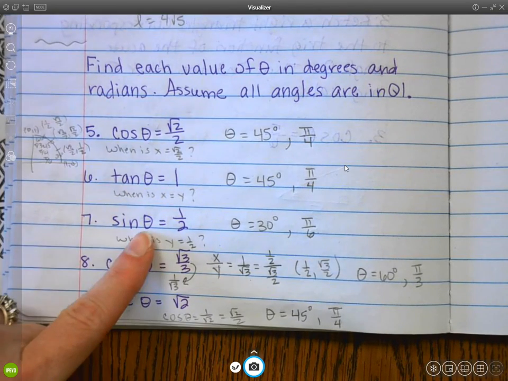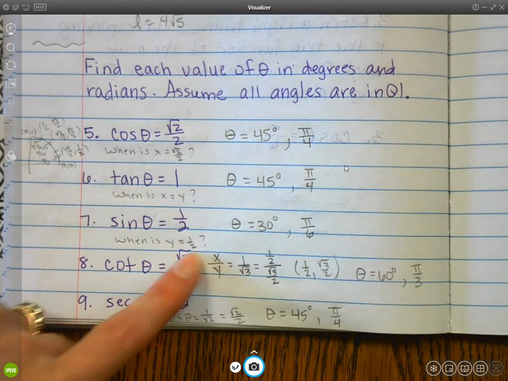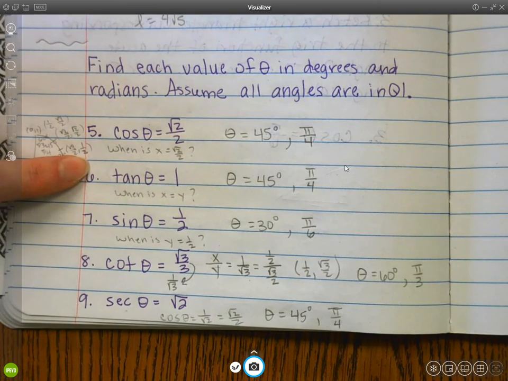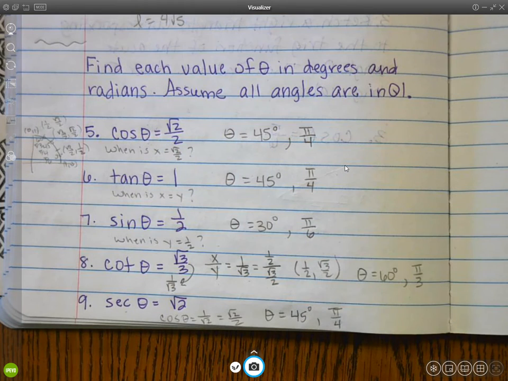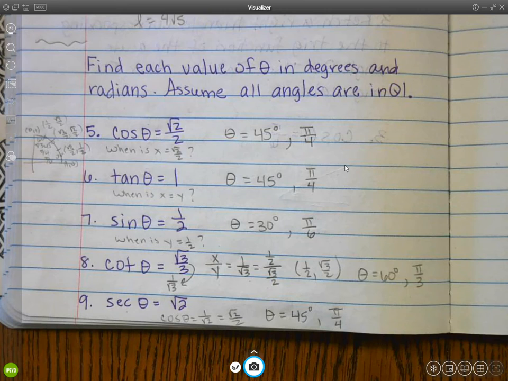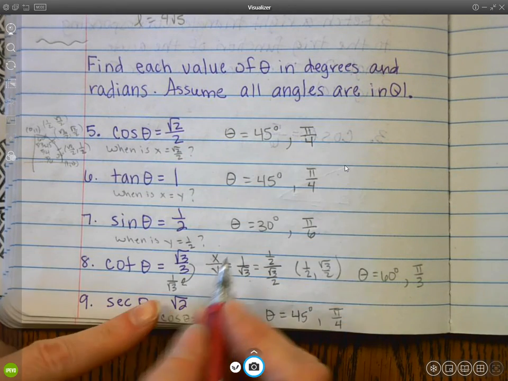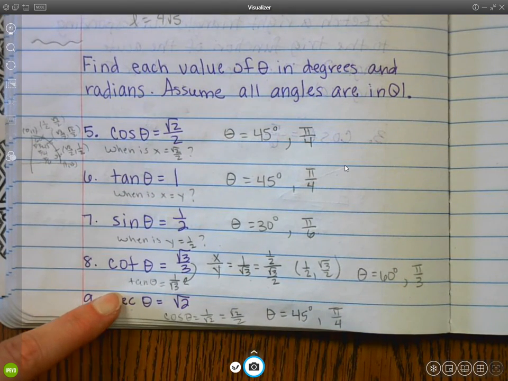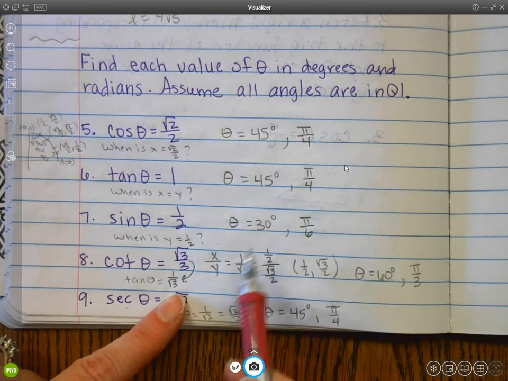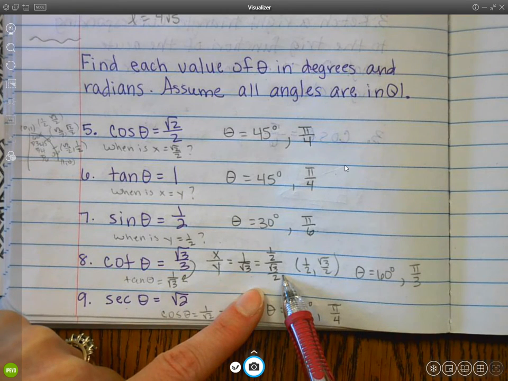Alright, so sine of theta is 1/2. That's saying when is the y coordinate 1/2. So in quadrant 1, the y coordinate is 1/2 at 30 degrees or pi over 6. Alright, so cotangent. These you have to think a little bit harder. So if cotangent is root 3 over 3, if we did the reciprocal of that, that is 1 over root 3. So they're saying then is tangent 1 over root 3. So then you've got to stop and think. For me to get 1 over root 3, that would have had to be 1/2 over root 3 over 2.